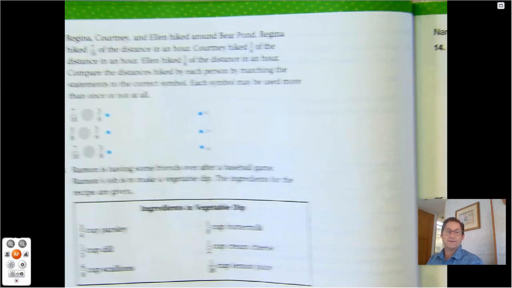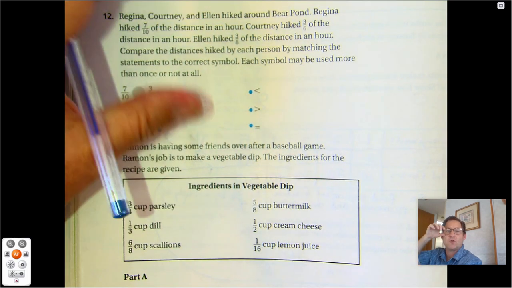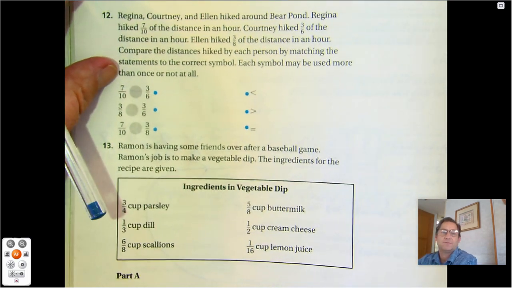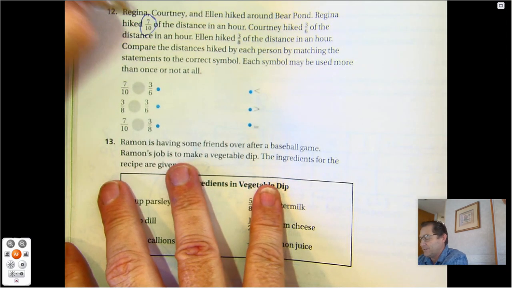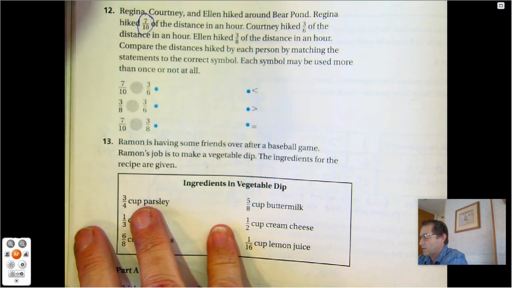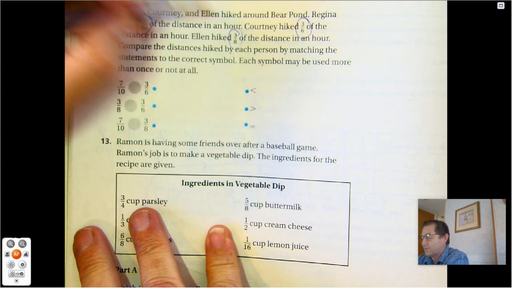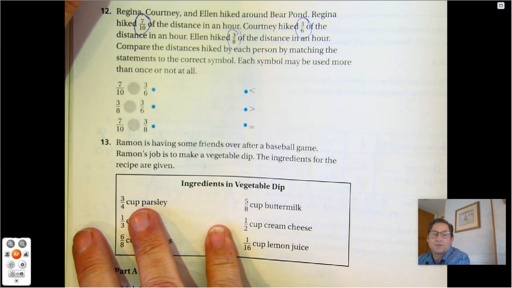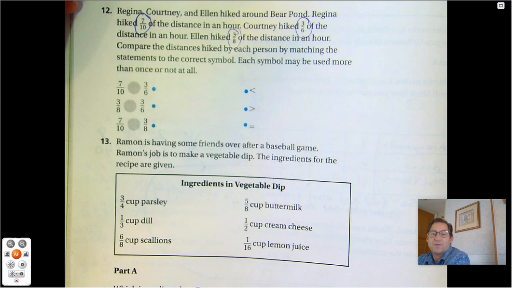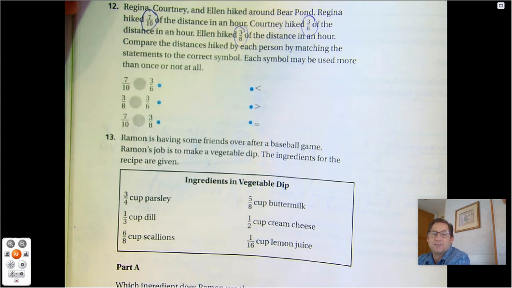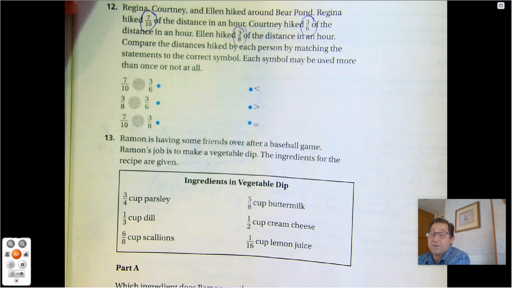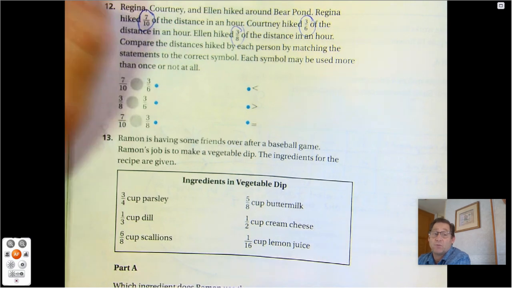Number 12. Regina, Courtney, and Ellen hiked around Bear Pond. Regina hiked 7/10 of the distance in an hour. Courtney hiked 3/6 of the distance in an hour. Ellen hiked 3/8 of the distance in an hour. Compare the distances hiked by each person by matching the statements to the correct symbol. Each symbol may be used more than once or not at all.